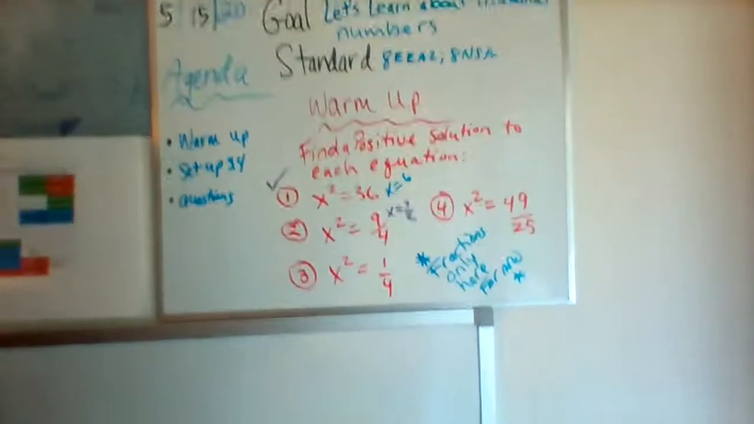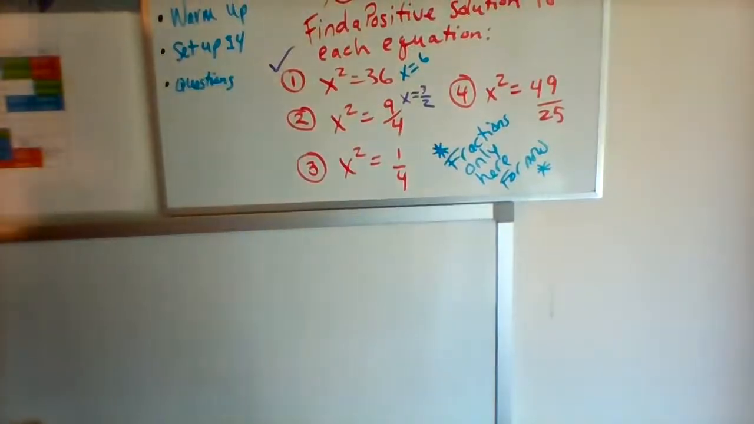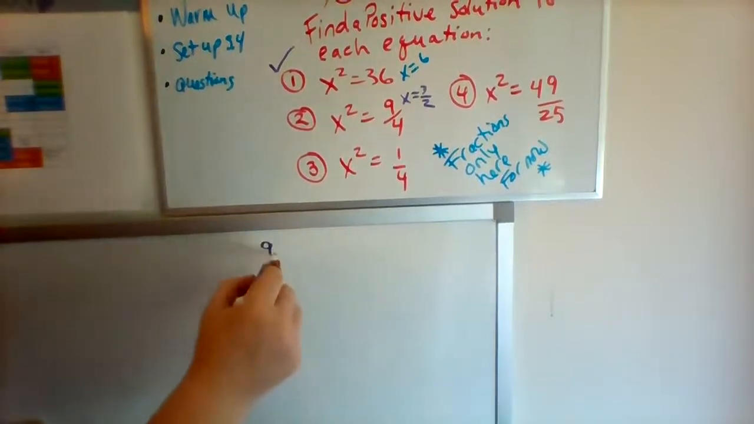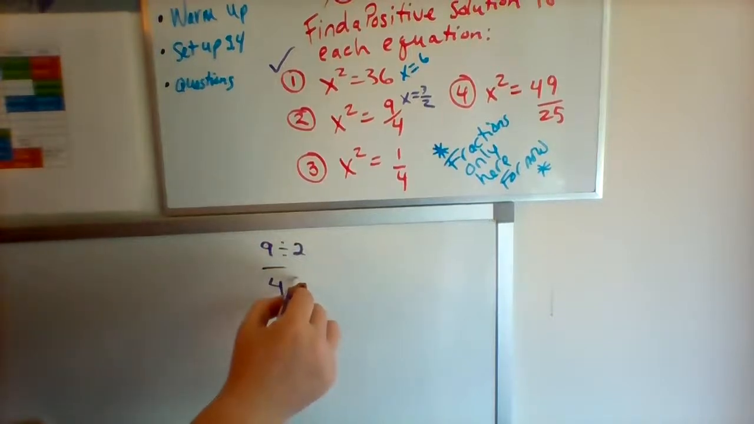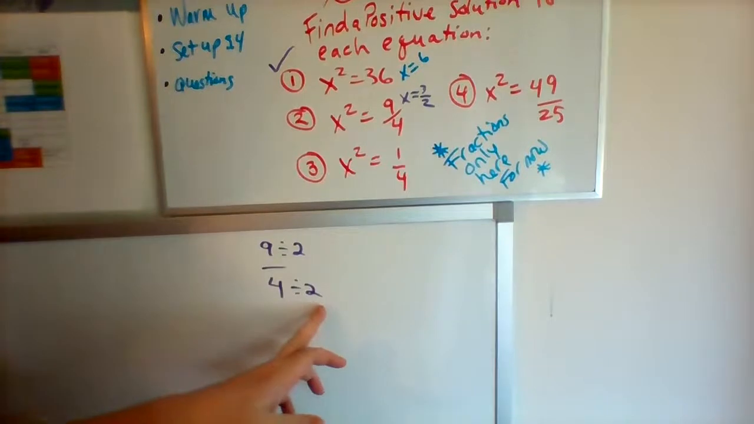And just for a moment, I'm going to come over here, and hopefully the angle is not too bad. But you're saying that you divided 9 and 4 by 2. All right, so what's 9 divided by 2? And what's 4 divided by 2?